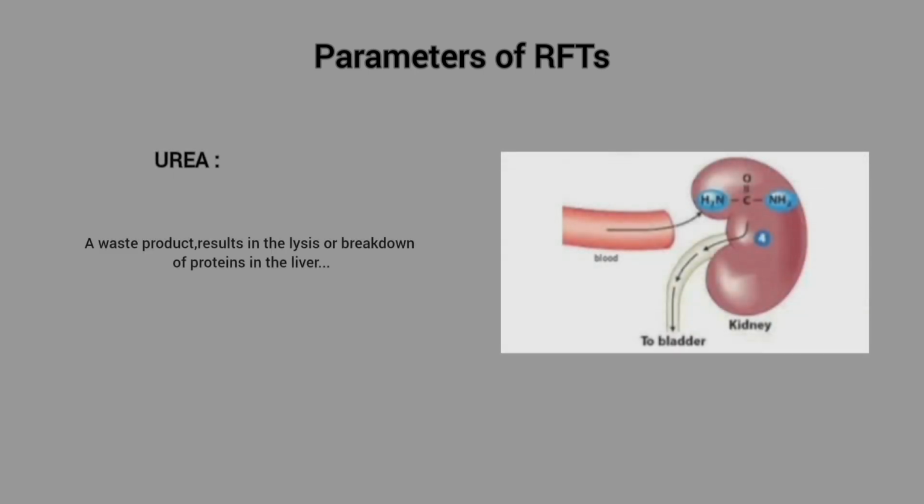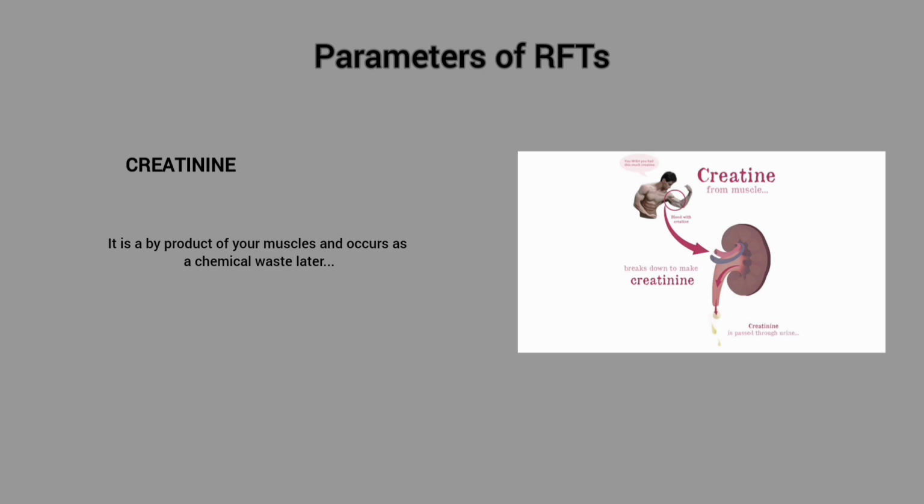First of all, we have urea, which is a waste product resulting from the lysis or breakdown of proteins in the liver. Kidneys filter it out of the blood into urine, and its normal range is 6 to 24 mg per deciliter. Then creatinine is a byproduct of your muscles and occurs as a chemical waste, which is filtered out from the blood by the kidneys, and its normal range lies between 0.7 and 1.3 mg per deciliter.